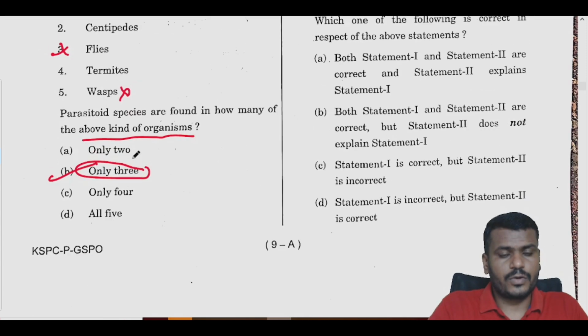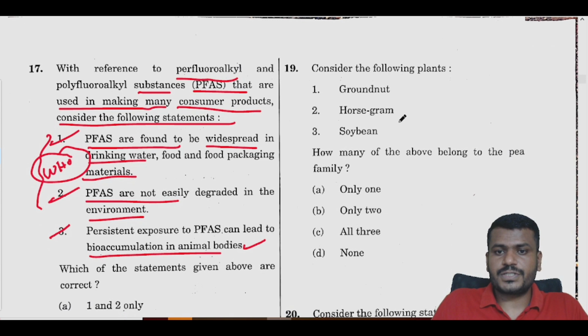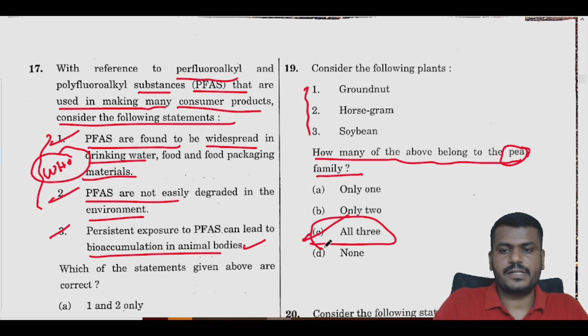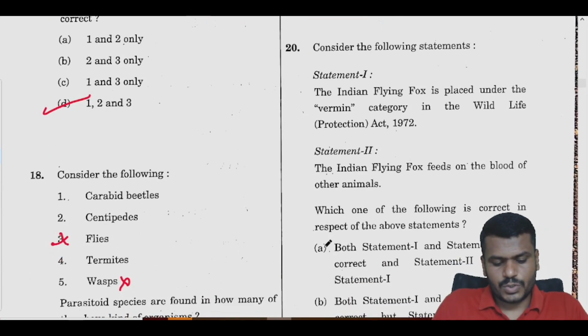Next, the 19th question: groundnut, horse gram, and soybean. Consider the following statement. How many of the above belong to the pea family? Pea family means a plant that comes under the Fabaceae family, that's why it is called the pea family. If you look at all three plants, definitely all of the above are correct. All three are considered as pea family. An ecology question.